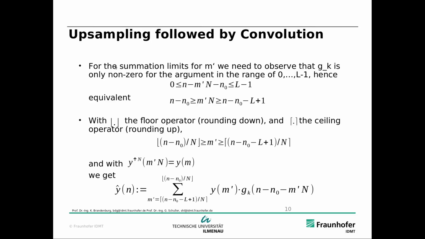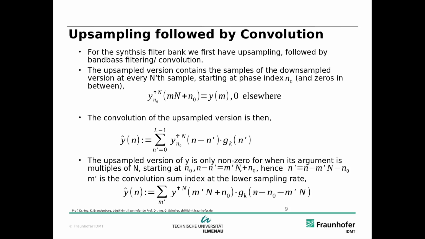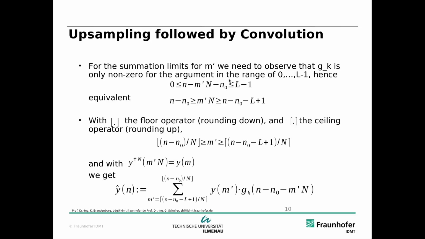Yeah, for this last sum we also need to accommodate suitable summation limits, because now we have fewer sum entries. So we need to observe that this g_k, the subband filter of the synthesis, is only non-zero for the argument in the range between 0 and L minus 1. And that means this argument here that we just saw for the g_k, going back here, appears again here. So this needs to be in the range between 0 and L minus 1.